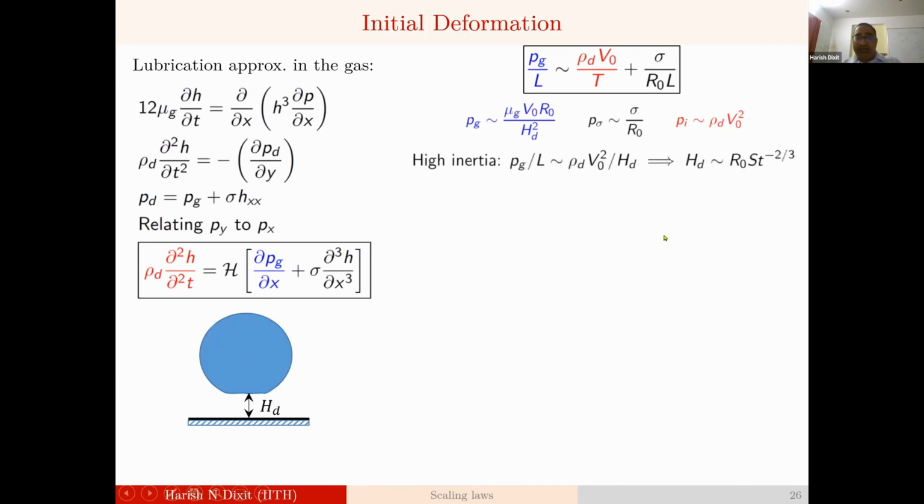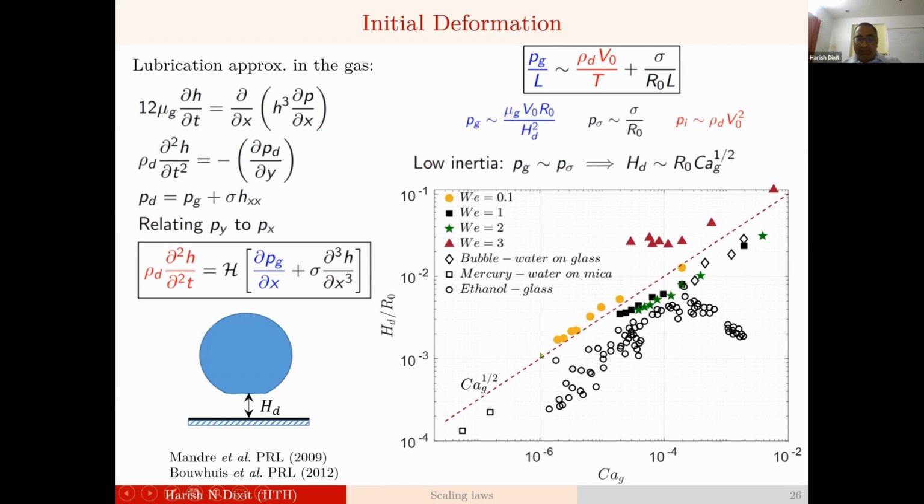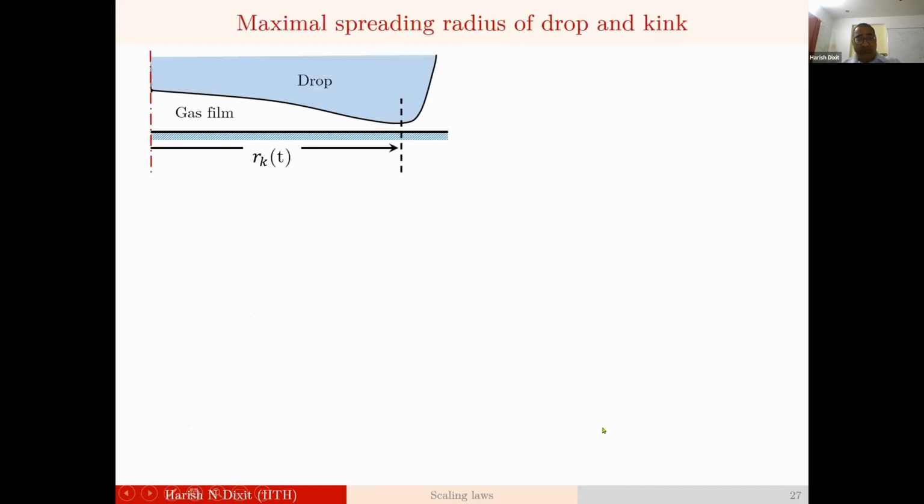And in the high inertia limit, we have a scaling law which scales as Stokes bar to the power minus 2/3. In the low inertia limit, we balance the gas pressure, the lubrication pressure, with the surface tension, and we get a different scaling law. And this is a comparison of the scaling law, capillary to the power 1/2. These are all our simulations, and the solid symbols are a few experiments. And by and large, we managed to get a fairly good agreement with the scaling law.